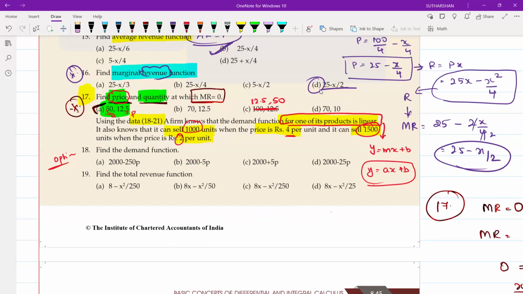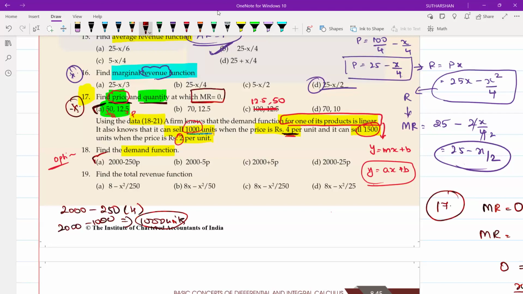So what we can do, find the demand function they are asking. I will substitute whatever the price. If I need 1000 units, I will take option A. That is 2000 minus 250. What is the price for 1000 units? 4 into 4. 2000 minus 1000. I will get 1000 as my units. Are you able to understand?